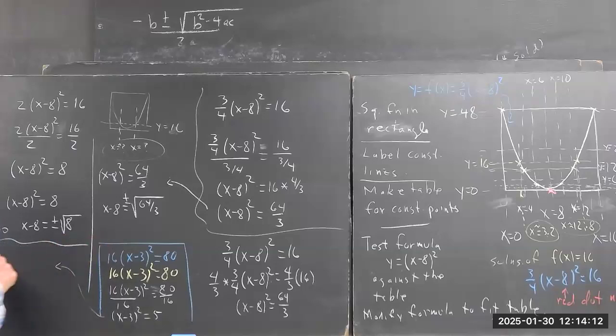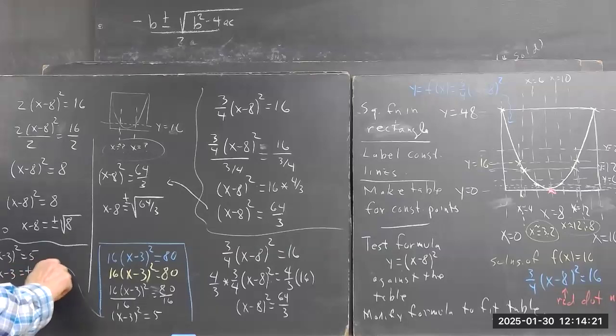Well, I don't have room down there, so I've got x minus 3 squared equals 5. So that x minus 3 is plus or minus the square root of 5, right?